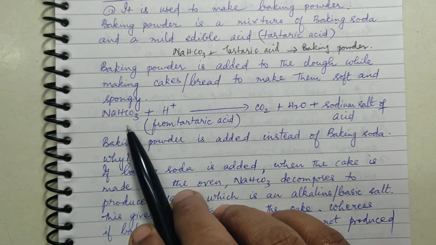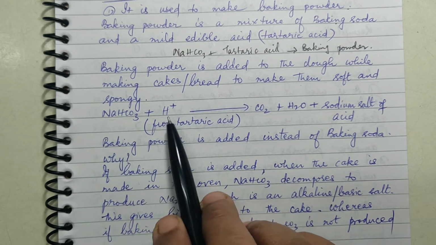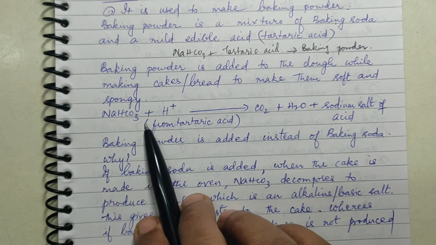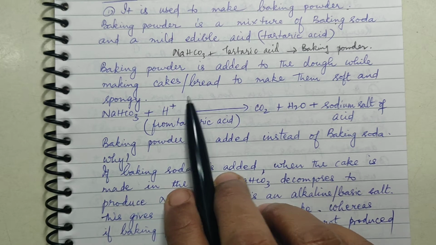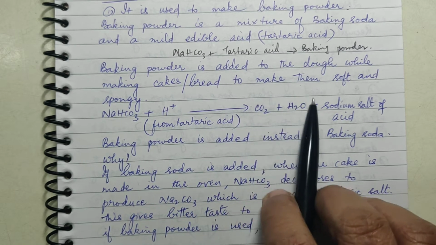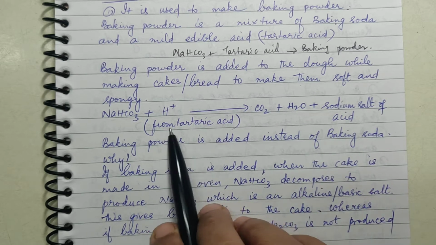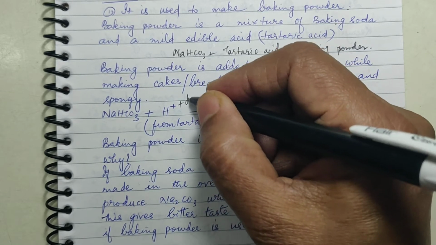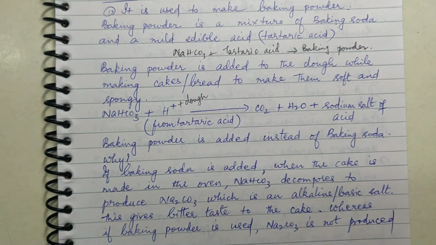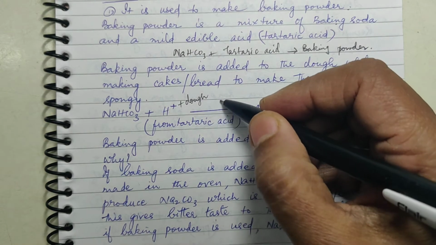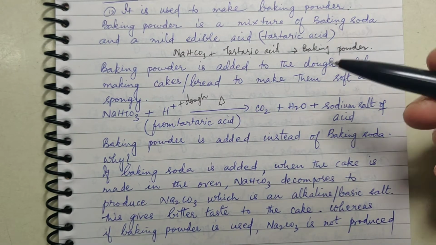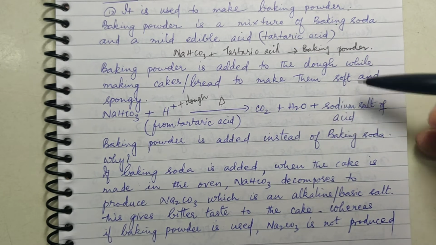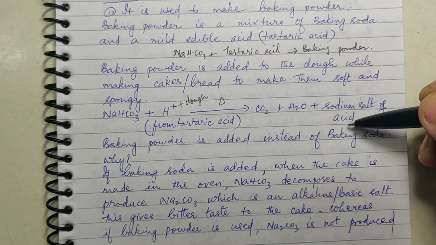Now the sodium bicarbonate plus tartaric acid, isn't it? These two are there in the baking powder. That will react with the dough. On heating, it produces carbon dioxide, water, and sodium salt of that acid. Which acid? Tartaric acid. Now we are adding to the dough, and you are heating it, you are keeping it in an oven. So when you do it, what will happen? Carbon dioxide is evolved and water is produced, and sodium salt of acid is also formed.